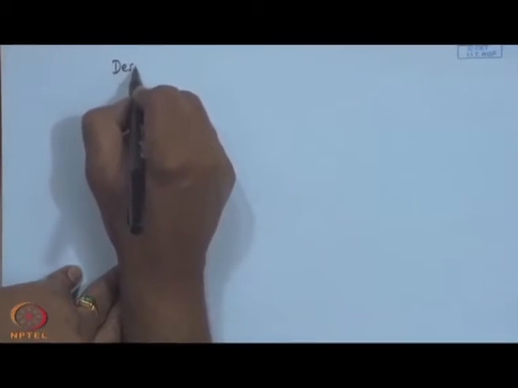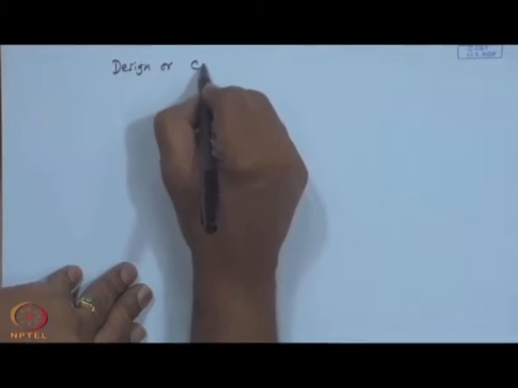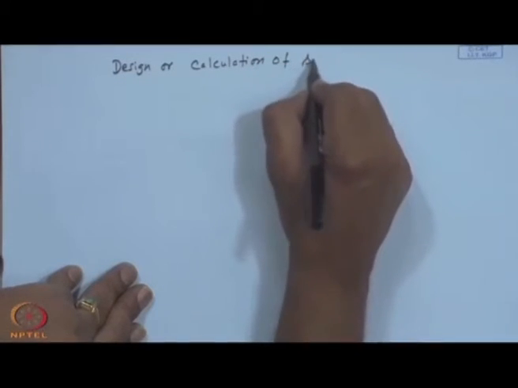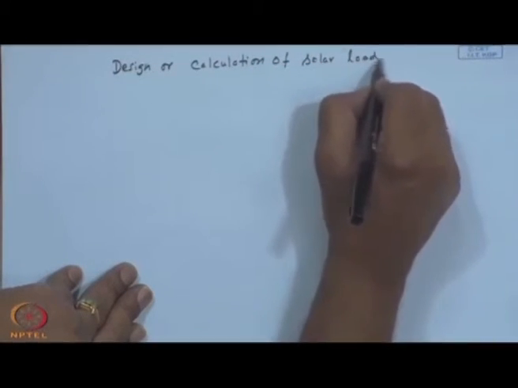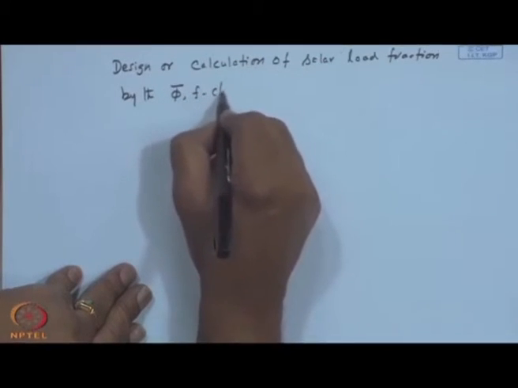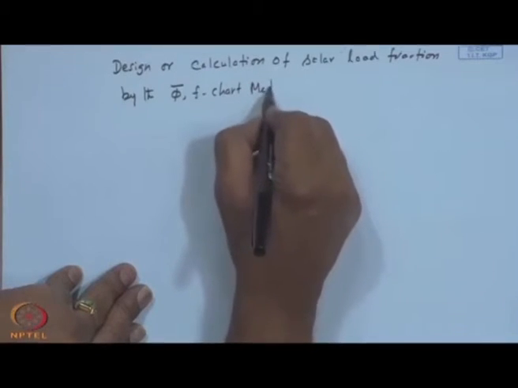So, we have gone through the steps in problem 6 or 5 whatever, where we were using the phi bar F chart method for calculating the process heating system. So, exactly the same sequence of calculations will be done. So, I would now say design or calculation of solar load fraction by the phi bar comma F chart method.